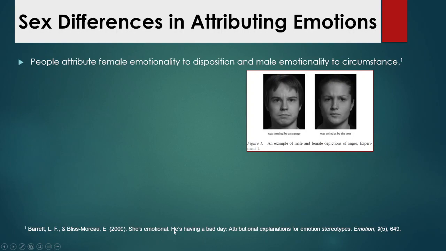And the title, I love it. "She's Emotional, He's Having a Bad Day: Attributional Explanations for Emotion Stereotypes." So what they did, in experiment one, was show the participants an angry male face and an angry female face, and then they gave explanations for what was causing this face, right? So he is looking angry because he was just insulted by a stranger. She's looking angry because she was yelled at by the boss. And there's all sorts of different scenarios, right? There's the texting situation. This is an experiment, so they made sure to give all different kinds of facial expressions and all kinds of different explanations for it.